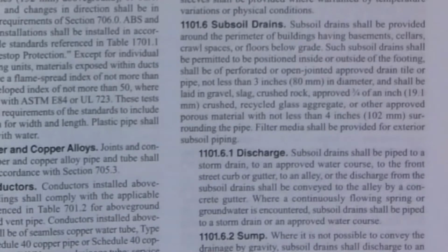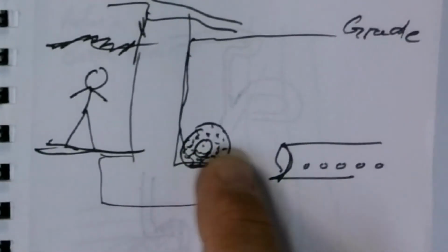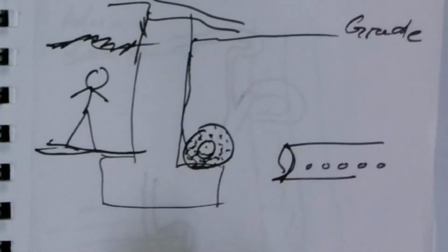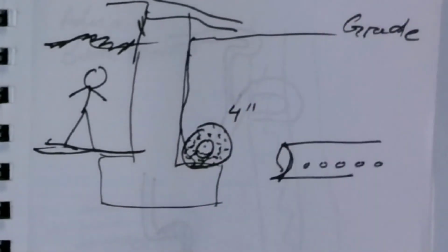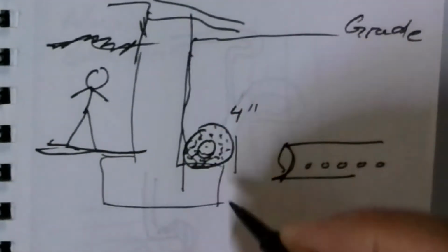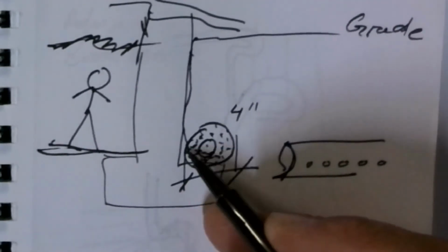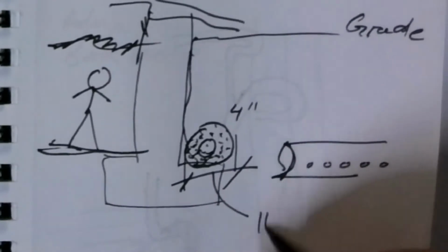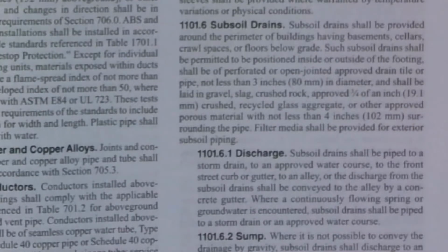Okay? And, oh yeah, the thickness of that filter. So this filter right here, all that filter media, the rock, it has to be at least 4 inches all the way around. So the total diameter of this is, well, you got 4 inches, so that's 8 plus 3, so that's about 11 inches total in diameter.